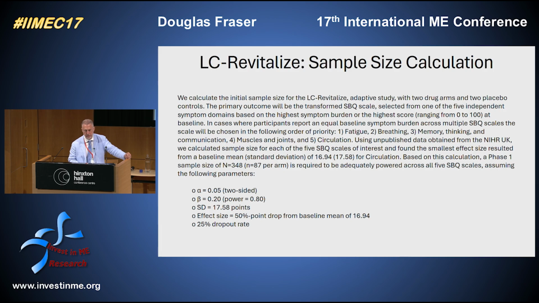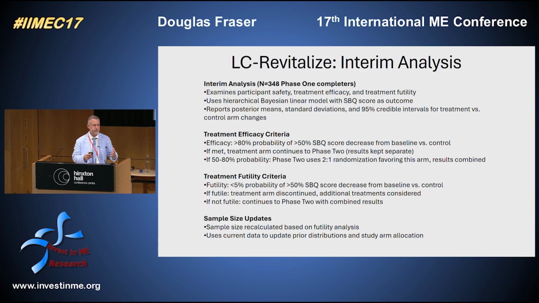We do our interim analyses. This gets a little bit more complicated. It's a heterogeneous disease, it's a complicated disease, and therefore the analysis is also relatively complicated. We have rules all the way through, which have been well thought out by our statistical team. So at the end of our phase 1, after we have 348 phase 1 completers, we're going to examine the safety, treatment efficacy, and futility.